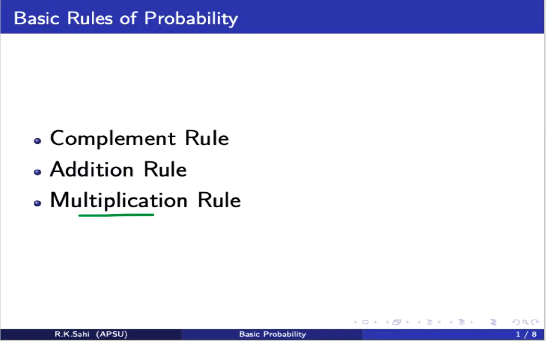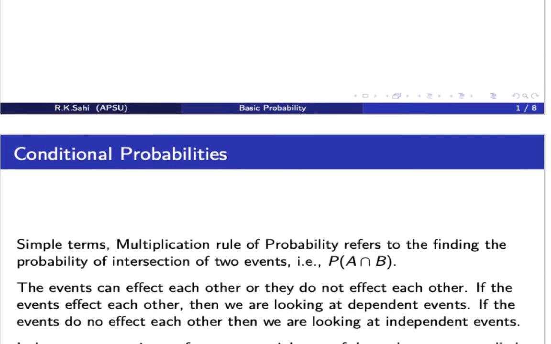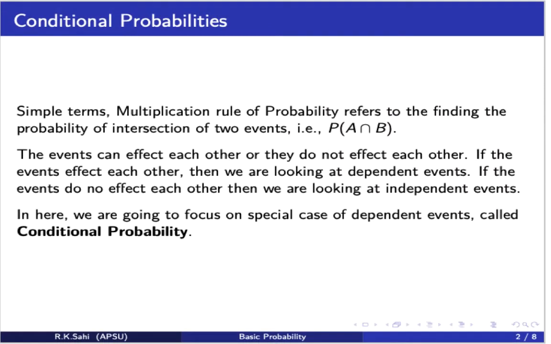So what is the multiplication rule? A multiplication rule simply means to find the probability of the intersection of two events. That is the multiplication rule of probability. In other words, we're looking at the probability of A and B. Remember, when we use the word intersection, intersection is "and".